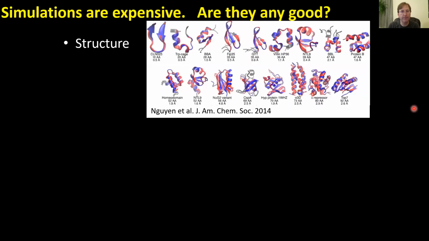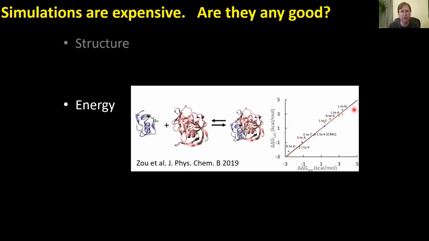Are they accurate? One of the things we'd like to know is structure, and this is an example from my lab a few years ago, where we showed that using our energy functions in simulations, we could get proteins of various sizes to fold to very accurate structures compared to experiment, shown here red compared to blue.